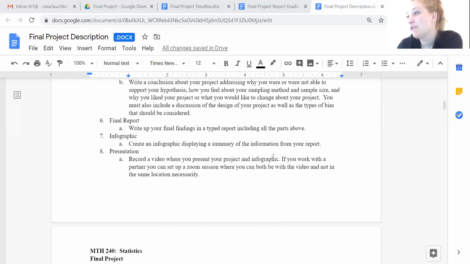And if you are working with a partner and you guys are not physically in the same area, that's okay. You can set up a Zoom session so that you can both be in the video and record. If you need help with that part, I can help you with that part as well.